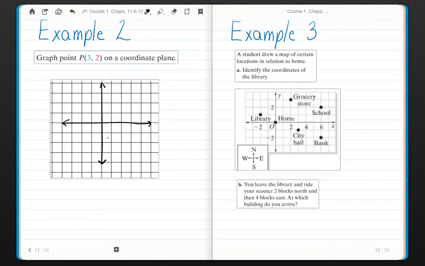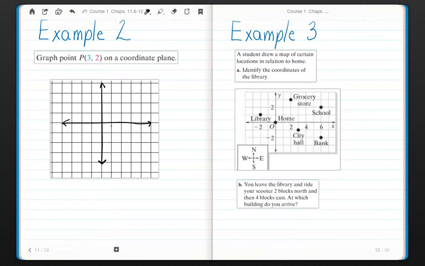I don't want to see something that looks like this. Okay, this is a no-no. We do not draw axes on spaces, we draw them on lines. So let's get rid of all of that. I guess I'm going to have to erase that. Okay, so here I have my two axes.